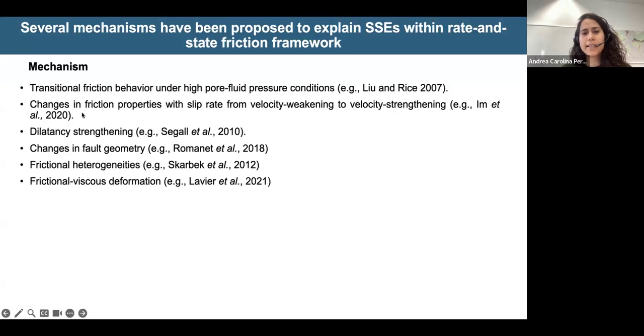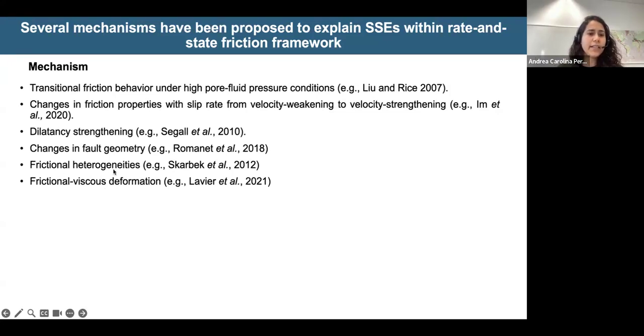There are also other mechanisms that take into account the fact that the friction properties of the fault may change from velocity weakening to strengthening with an increase in slip velocity. This mechanism has proved to widen the parameter space where slow slip occurs. Dilatancy strengthening refers to the porosity expansion of materials that undergo shear deformation, and that affects the level of pore fluid pressure, and may quench unstable ruptures and stabilize the fault.